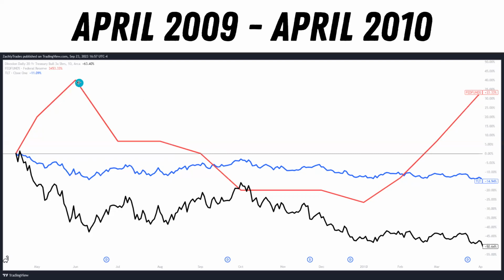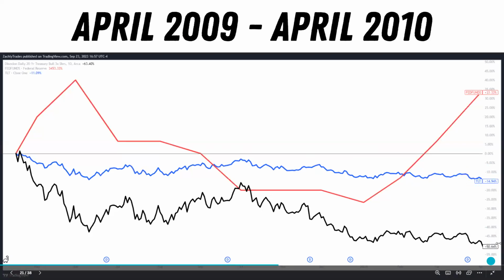So if you notice this period here where the Fed fund rate starts to go down, you can see TLT actually start to rally. You can see TMF actually start to rally. Essentially, what we're looking at in this time period is a period where the Fed funds rate basically went up about 30%. And in this time period, you had TLT down about 15% and TMF down about 50%.